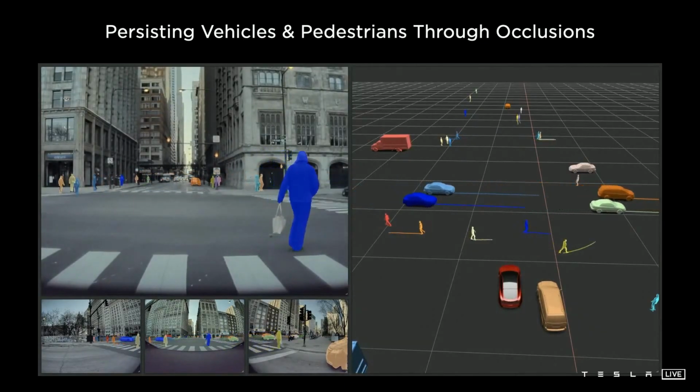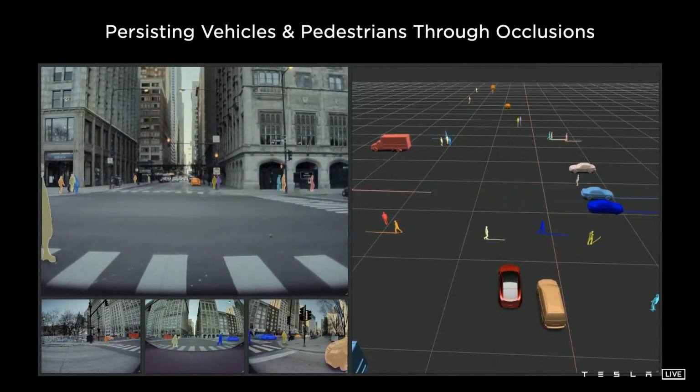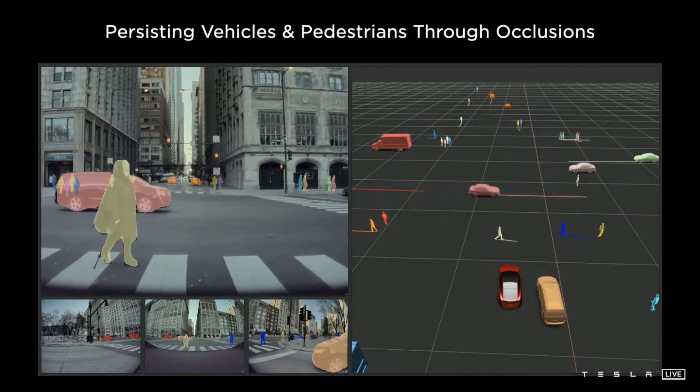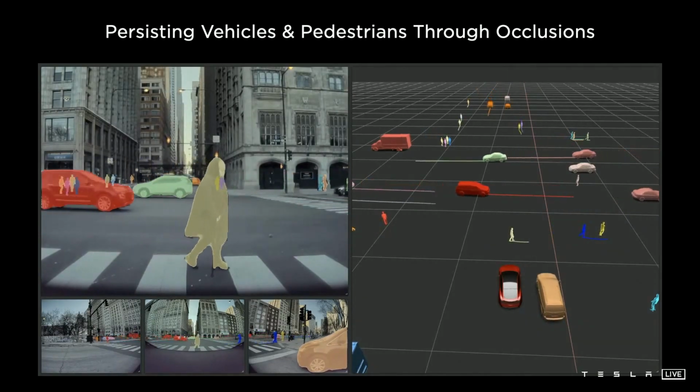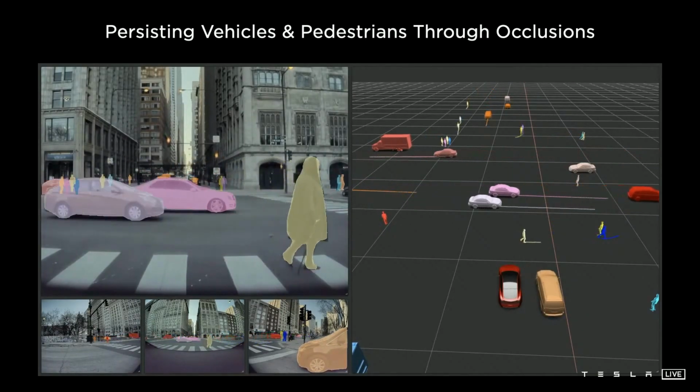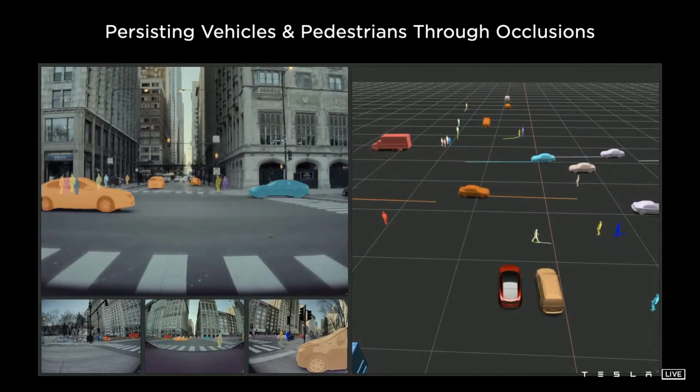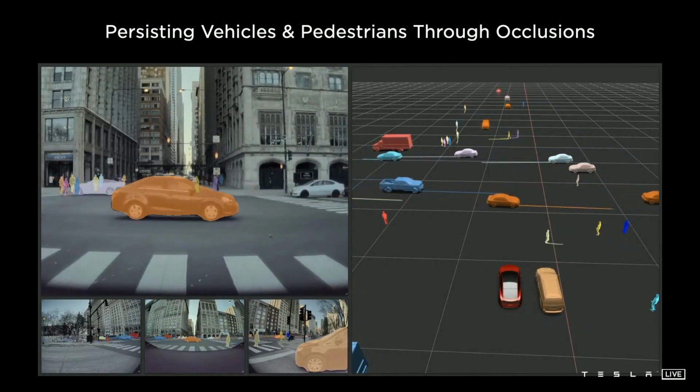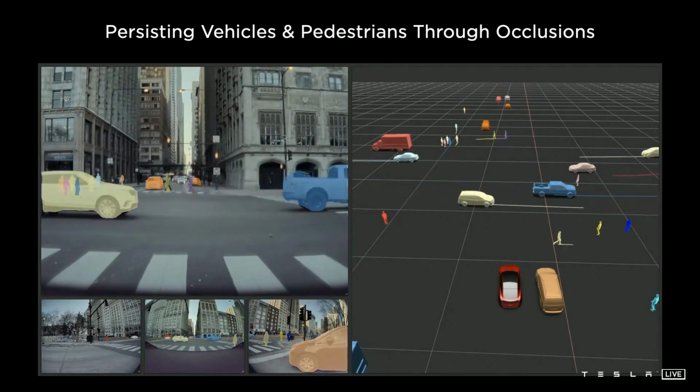So here you can see the pedestrians on the other side of the road are persisted even through multiple occlusions by these cars. This is really important for the planner, because if it saw someone, it still needs to account for them even when they're occluded. So this is a massive advantage.